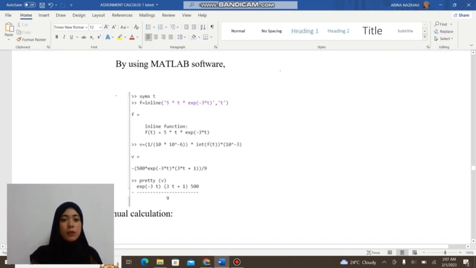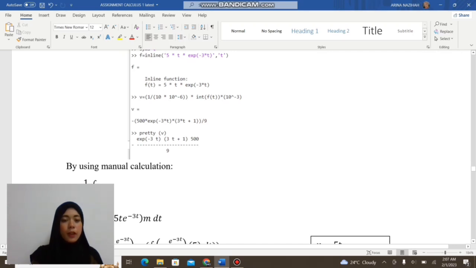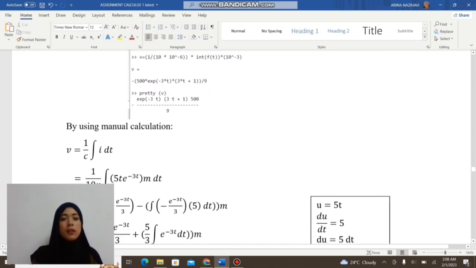syms t, F equals inline 5 times t times exp of minus 3 times t, and t. It will show you the output as an inline function. Then we put V equals open bracket 1 over open bracket 10 times 10 to the power of minus 6 close bracket times int of F of t times open bracket 10 to the power of minus 3 close bracket. The output will show like this, and then pretty V. So the answer is here.